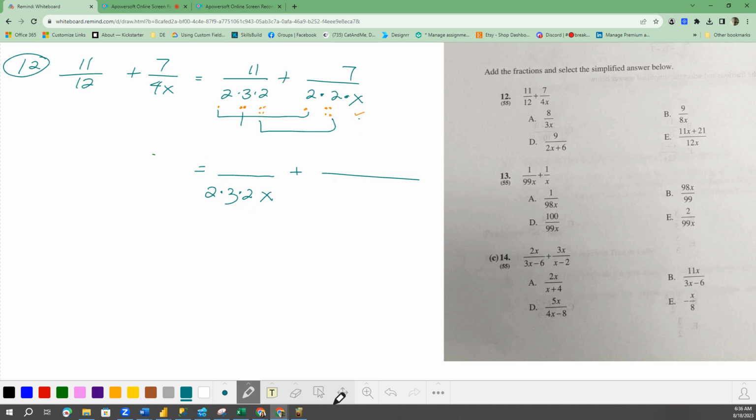So there's nothing else. Now I'm just going to copy this: 2 times 3 times 2 times x. And I'm going to copy the numerator. So it's time to circle now. You have 2, 3, 2 here, and 11.